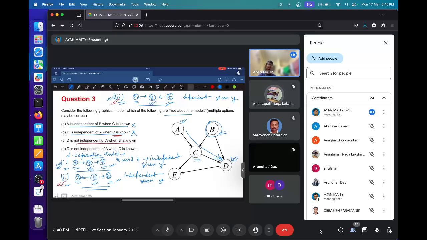If the path was blocked, then D and A would have been independent of each other. So there exists a path from A to D, which is ACD, which is not blocked. So D is not independent of A is correct.